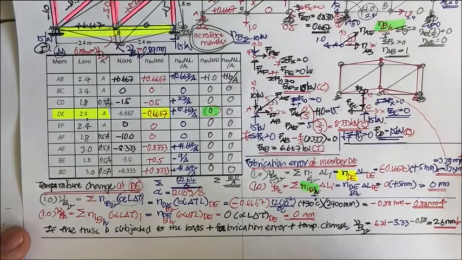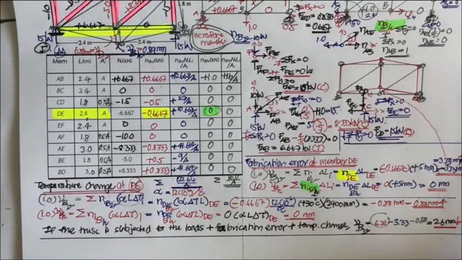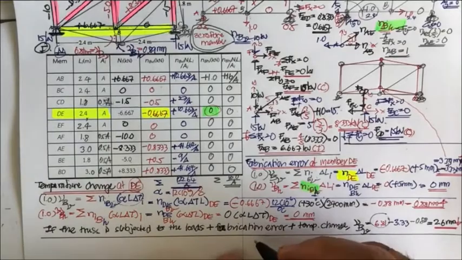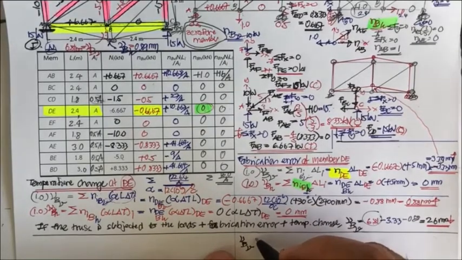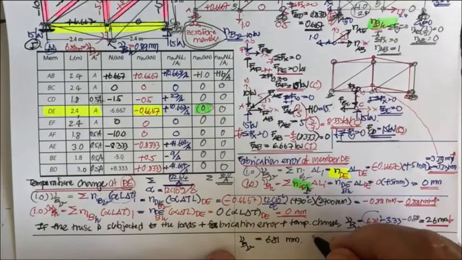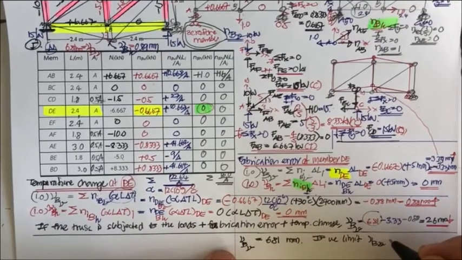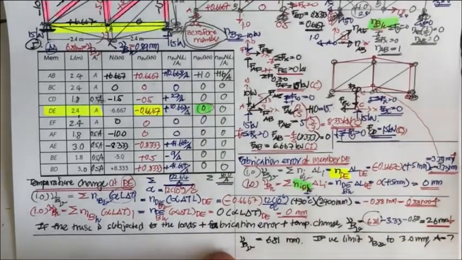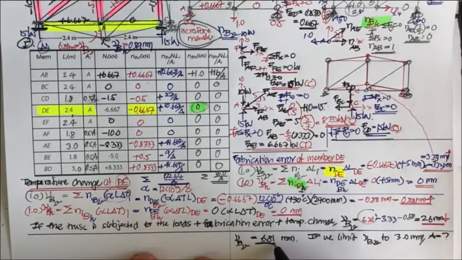6.81 is too much for the deflection of the truss. We can redesign the truss by using what we have now. Under the force, we have V sub B in vertical direction of, let's say, 6.81 millimeter. And then if we limit V sub B vertical to 3.0 millimeter, what is going to be A? For doing this, that means this is too much, so we're going to redesign it.